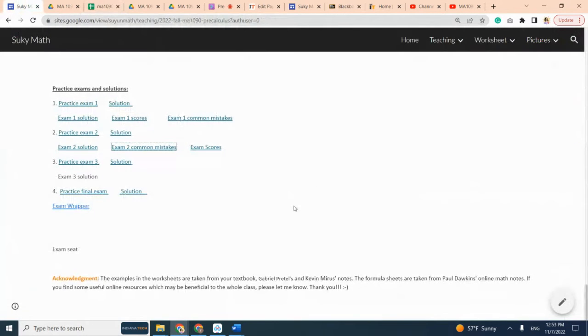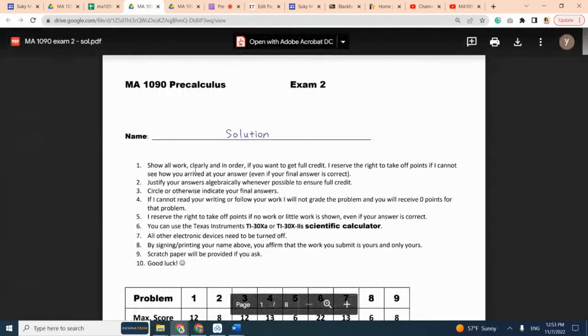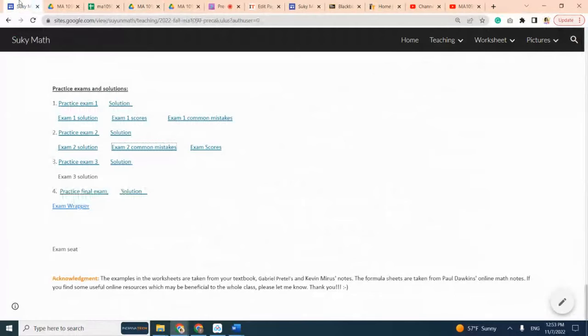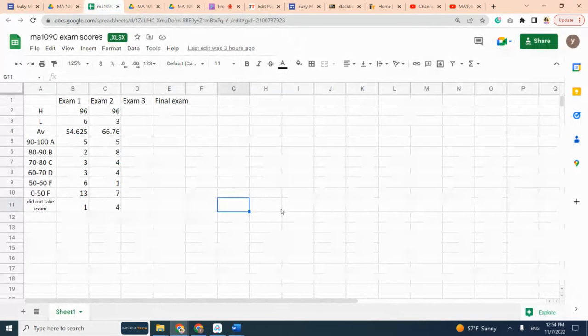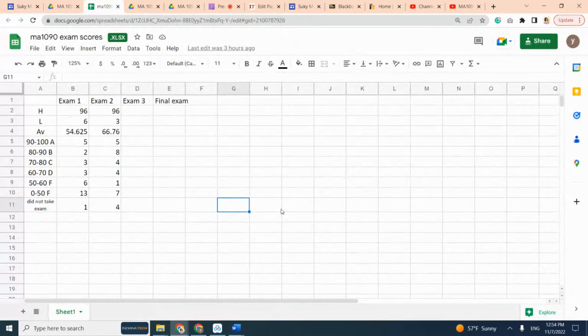The exam scores I also posted on the website so you can see. I also posted the solution. So this is the solution. And this is the exam 2 common mistakes. And then the exam score is right there. After exam 3, I will also put the scores here. Then you can compare.